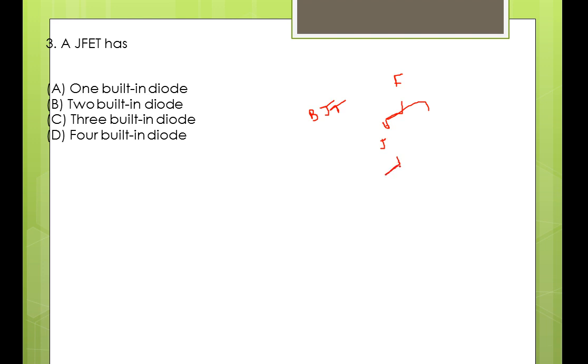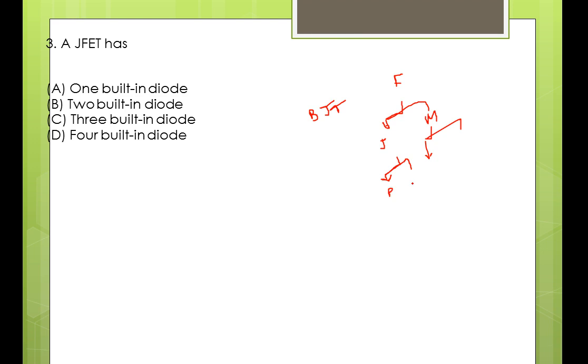In JFET we are again having the classification, that is P channel JFET and N channel JFET. MOSFET is metal oxide semiconductor field effect transistor. In MOSFET we are having enhancement and depletion MOSFET, and in enhancement again we are having P type and N type. In depletion again we are having P type and N type. So first is FET. FET is classified into JFET and MOSFET. In JFET we are having P and N. In MOSFET we are having the enhancement and depletion.